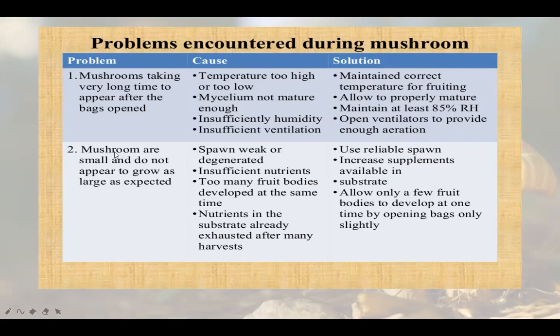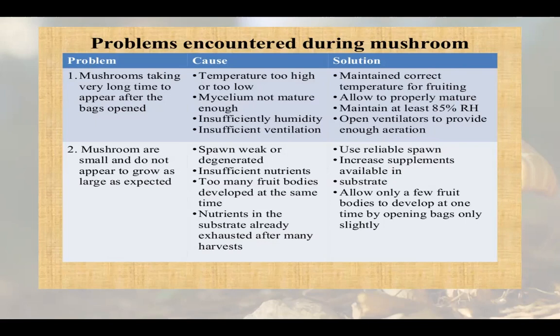Ventilators you have to use, because oxygen is required at some point of the production. Mushrooms are small and do not appear to grow, so there must be an optimum size for every type of mushroom. If that size is not attained, what might be the problem? Maybe the spawn is weak, or insufficient nutrients are there, meaning the compost is not good, or too many fruiting bodies develop at the same time. If too many mushrooms grow at the same time, there won't be space for them to grow, and nutrients in the substrate are already exhausted after many harvests.